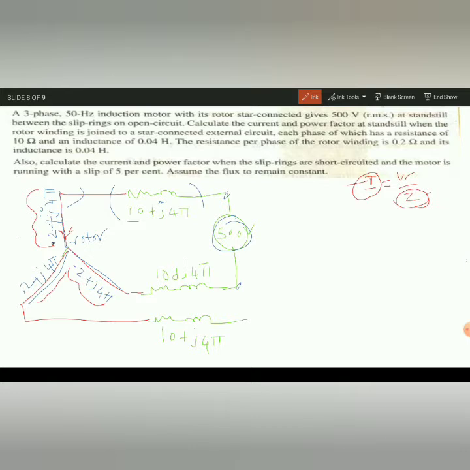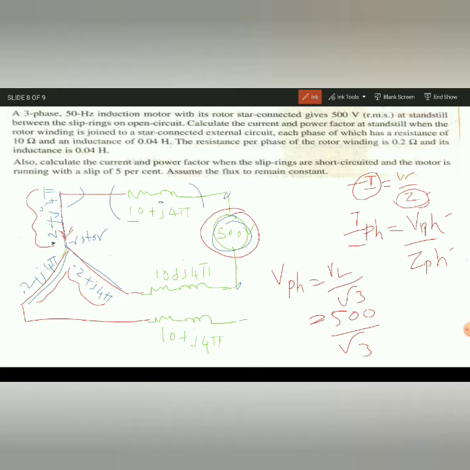So for this purpose we are going to find out the phase current. Phase current will be equal to phase voltage by phase impedance. So if this is phase, all should be phase. Now what is the phase voltage? We know here it is star connected and this voltage is a line voltage. So phase voltage equals VL by root 3. So here just use 500 by root 3, and you get the V phase.